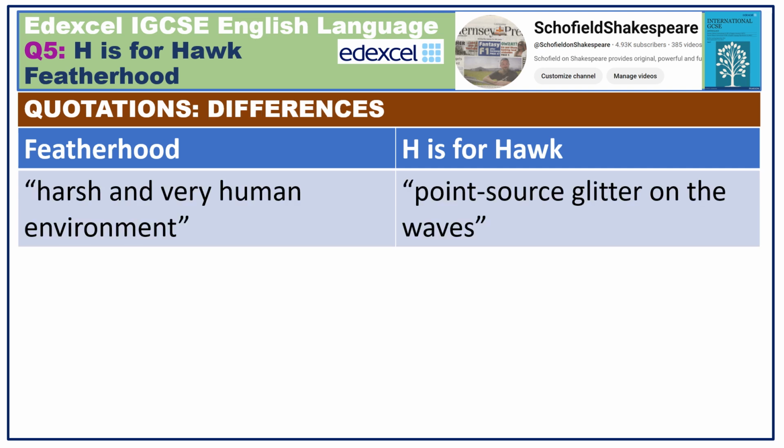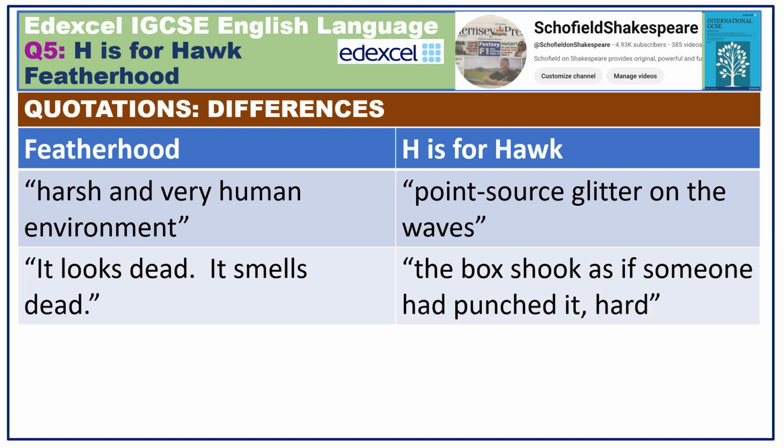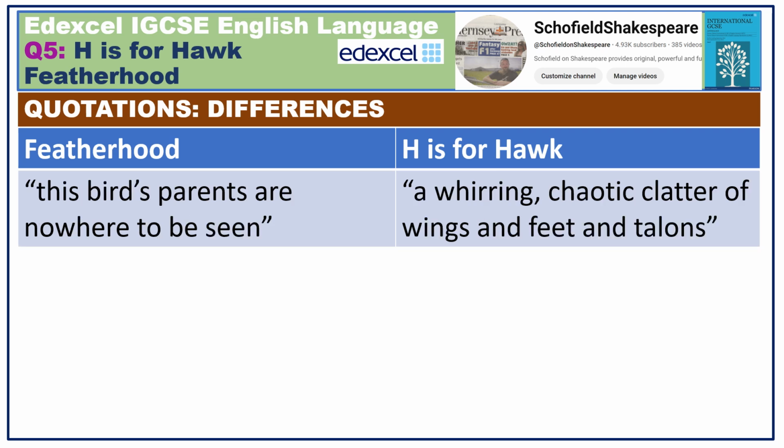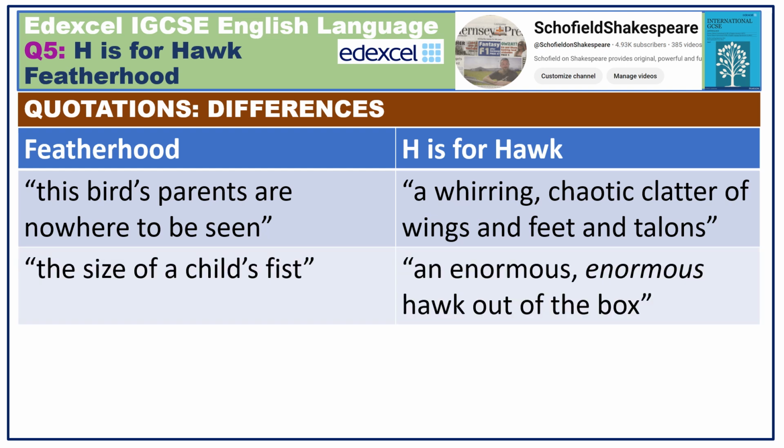One difference is that Featherhood is set in an urban environment, whereas H is for Hawk is set by the sea amidst hills and heather. Another difference is that the baby magpie hardly reacts when peered at in the box, whereas the hawk fights desperately to be released. The magpie in Featherhood is weak and helpless, whereas the hawk in H is for Hawk is clearly enormously powerful. The magpie in Featherhood is tiny, whereas the first hawk is enormous.